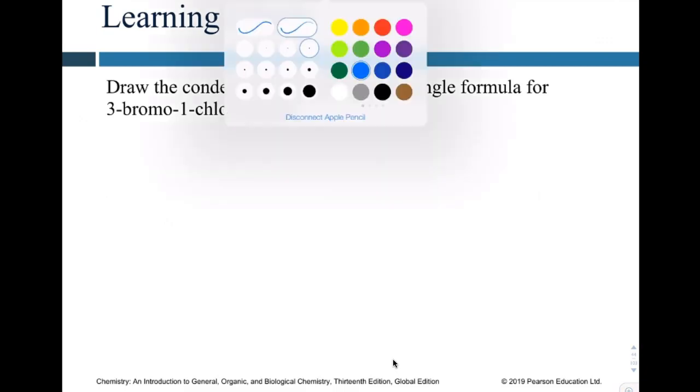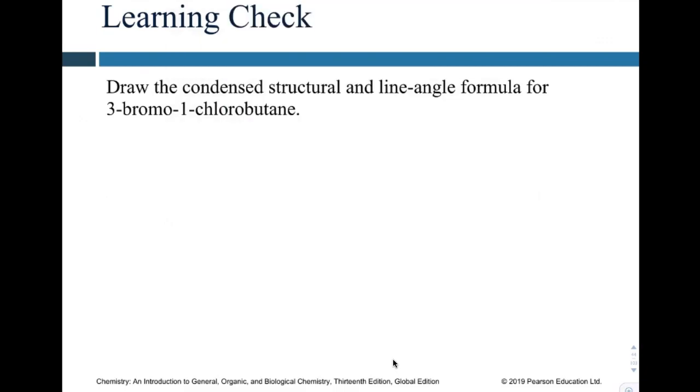All right, so let's do this. Let's start from the end. We get a butane. So I like to start with line angle. It makes more sense to me, but you can start with condensed if you want to. I have 4 carbons in a long chain. So 1, 2, 3, 4 carbons in a long chain.